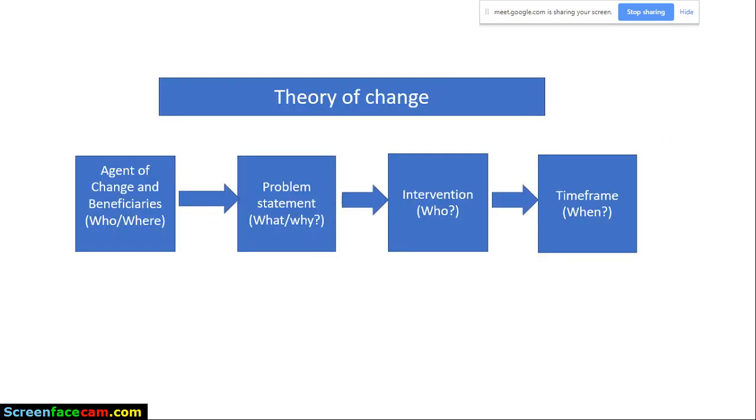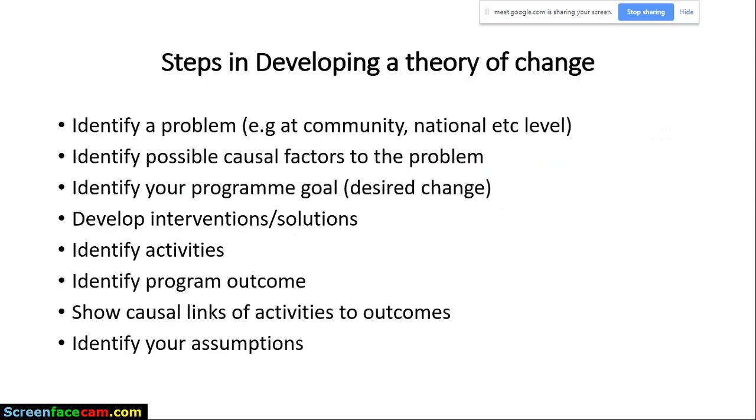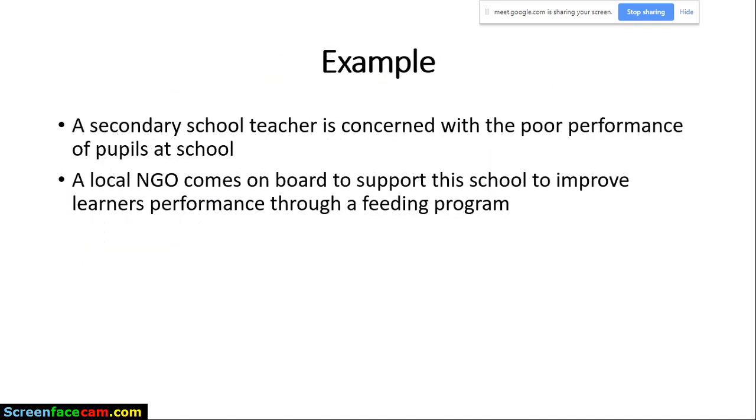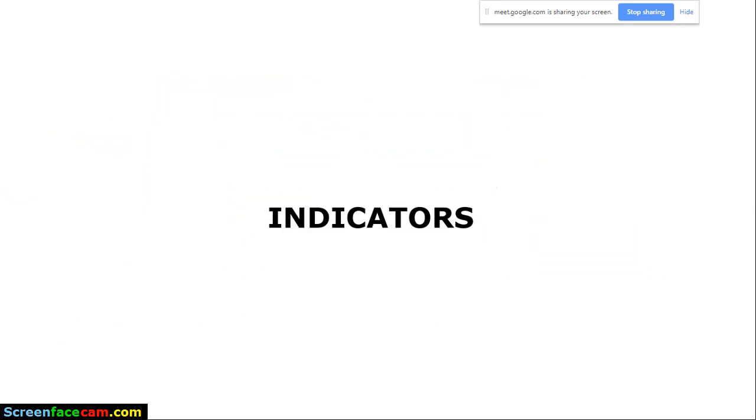Then here, when I take you back here, you see that we identify a program goal, which is we want to improve performance. Then the intervention, we know that it's a feeding program. That's an intervention. Then what could be our activities? What are we going to do under the feeding program?